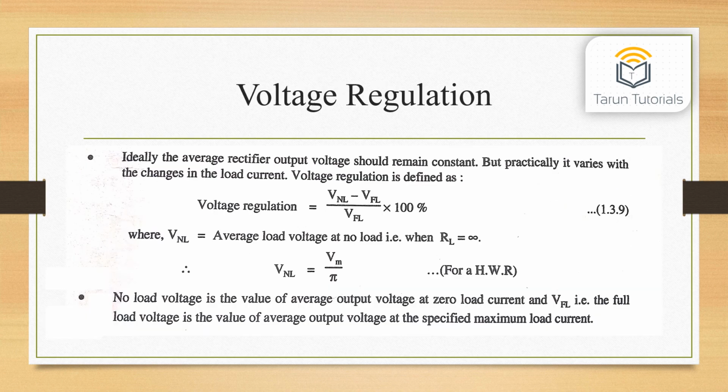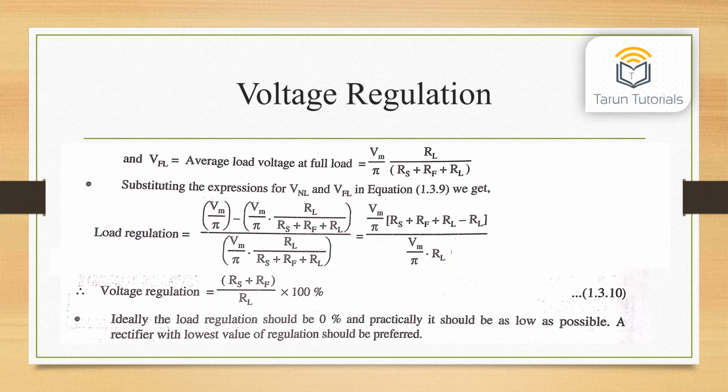Voltage regulation. Ideally, the average rectifier output voltage should remain constant, but practically it varies with the changes in the load current. Voltage regulation is defined as voltage regulation = (VNL − VFL) / VFL × 100%, where VNL is the average load voltage at no load, that is when RL is equal to infinity. For a half wave rectifier, VNL = Vm/π. No load voltage is the value of average output voltage at zero load current, and VFL, the full load voltage, is the value of average output voltage at the specified maximum load current.